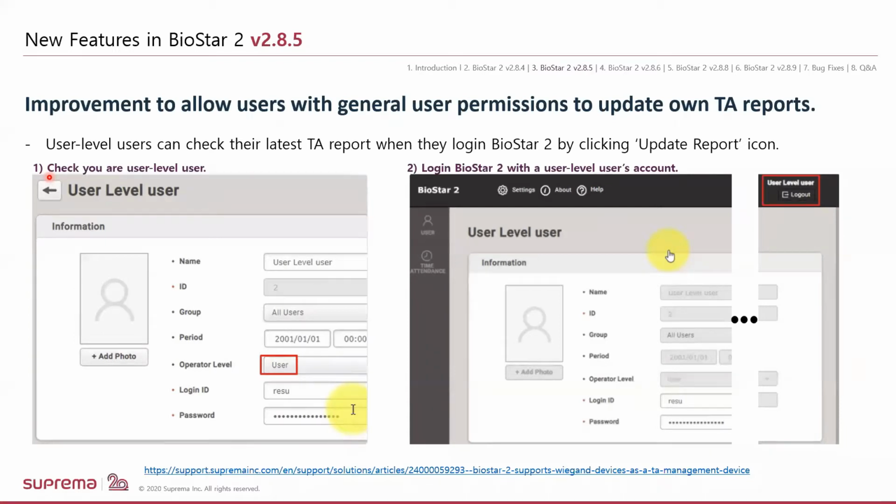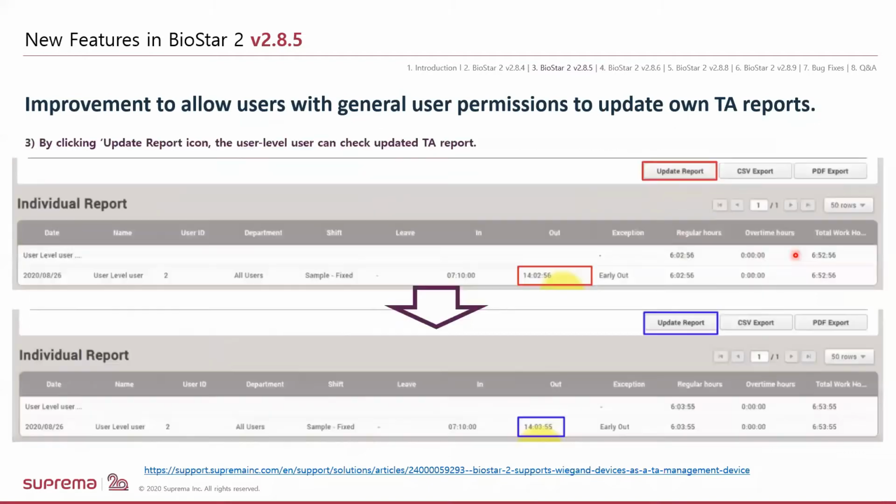First of all, please check the user level. If it is a general user level, please log in to BioStar with this user's account. Three, access the TNA menu and click the Update Report icon. Then, the latest TNA report is reflected as shown on the screen.